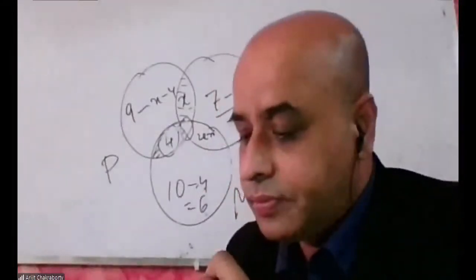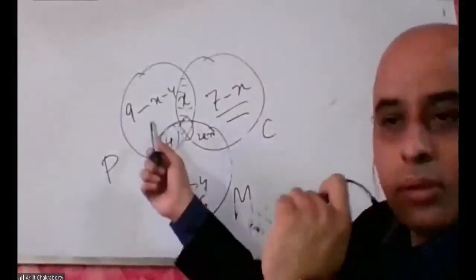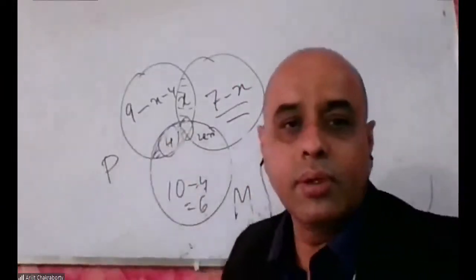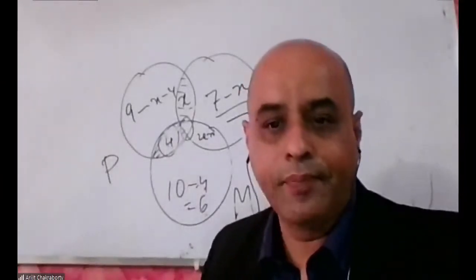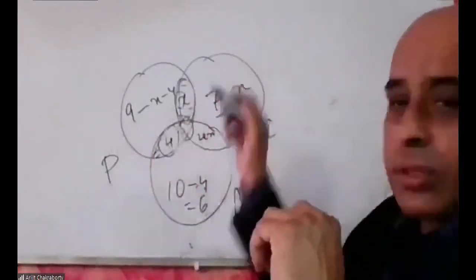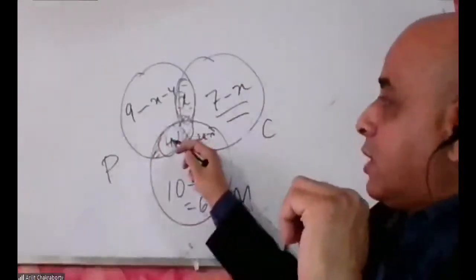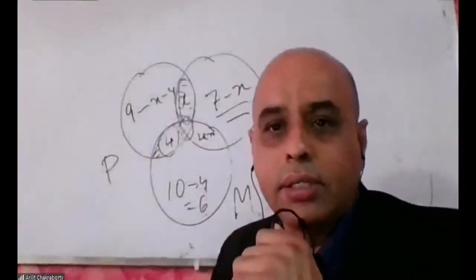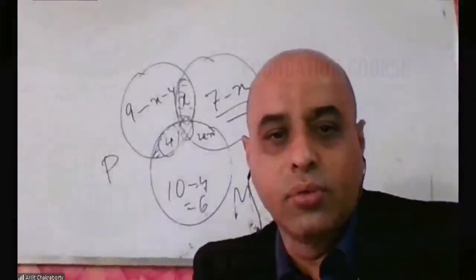Number 2: 9 minus x minus 4. Why? Because the total number of physics teachers is 9. It is given as 9. The common portion is x, right? So 9 minus x, and this part is 4. So it is 9 minus x minus 4. Now we equate all of them. Once we equate all of them, what do we get?